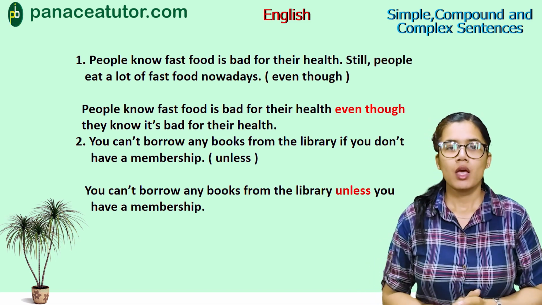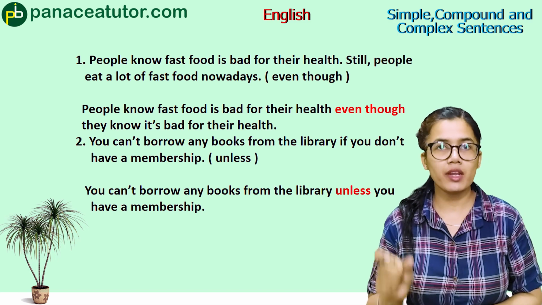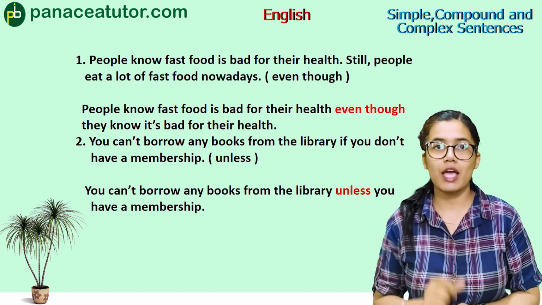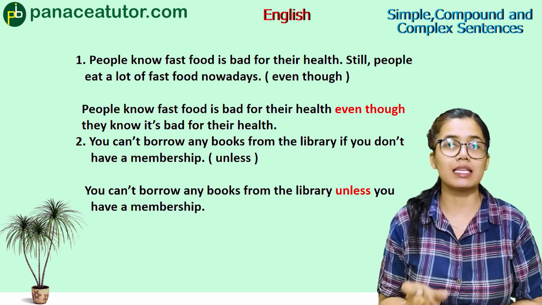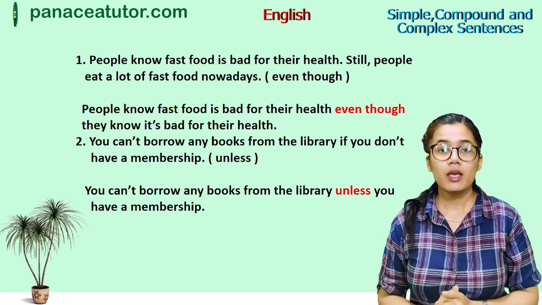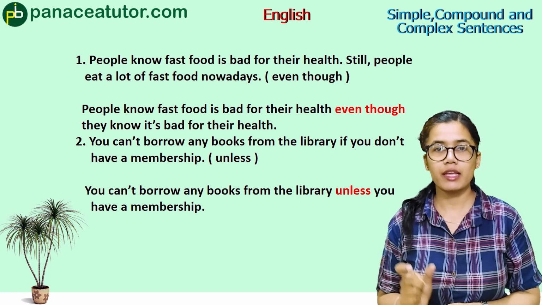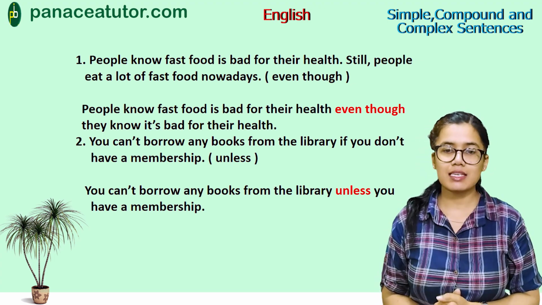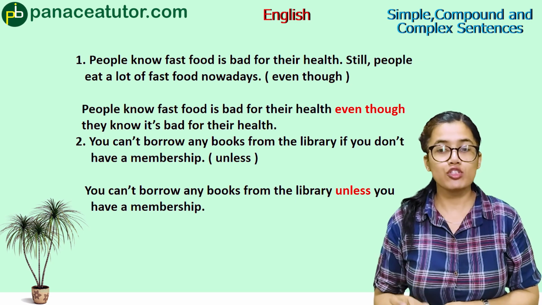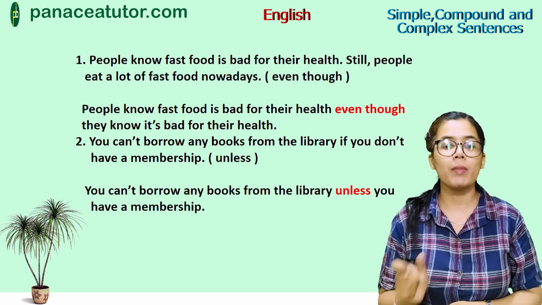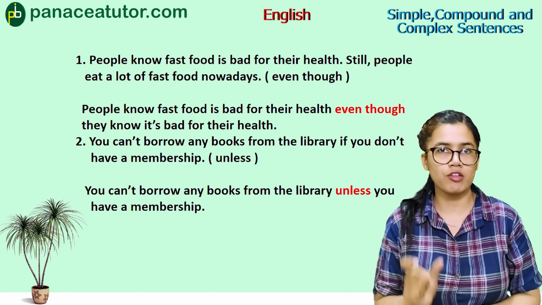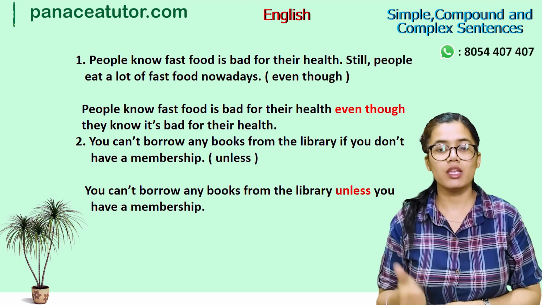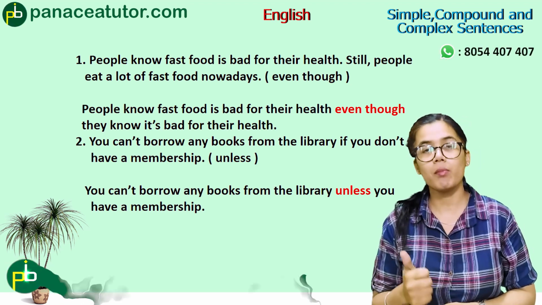First sentence is, people know fast food is bad for their health, still people eat a lot of fast food nowadays, and you have to use a subordinating conjunction, that is even though. So our sentence will be, people know fast food is bad for their health even though they eat a lot of fast food nowadays. Next sentence is, you can't borrow any books from the library if you don't have a membership, and you have to use a subordinating conjunction, that is unless. So our sentence will be now, you can't borrow any books from the library unless you have a membership.